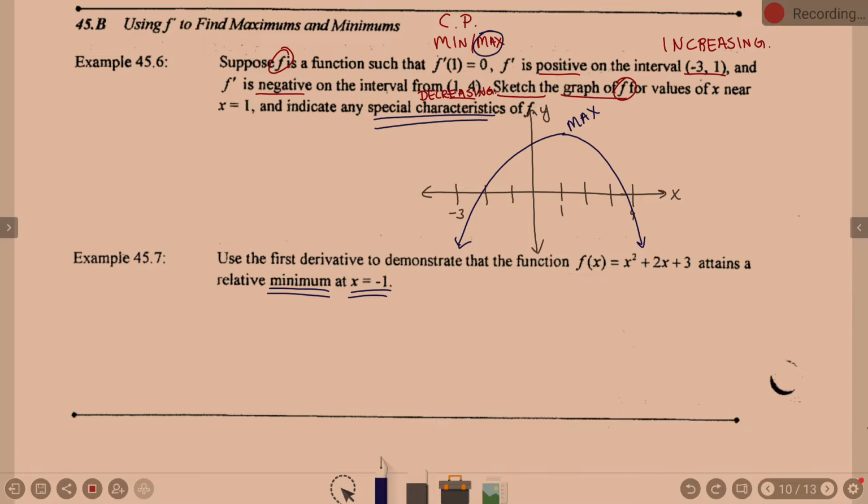Okay, so this is more of a prove it. So use the math to prove it. First of all, it says to use the first derivative, so we should probably find the first derivative. What is the derivative of x squared plus 2x plus 3? 2x plus 2, yes? Okay, so what is one piece of information that would prove there's a minimum at -1?